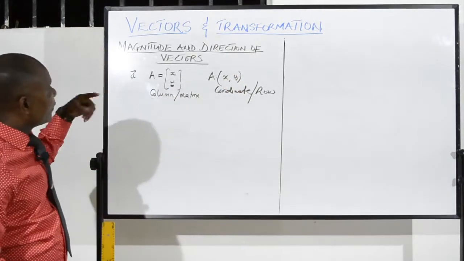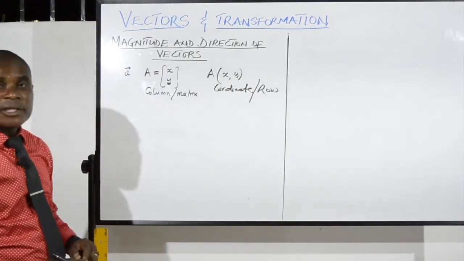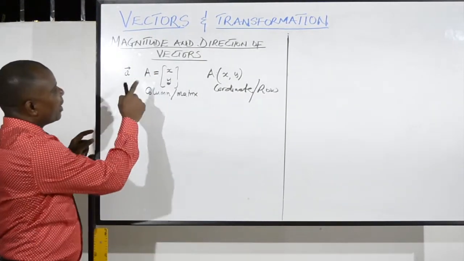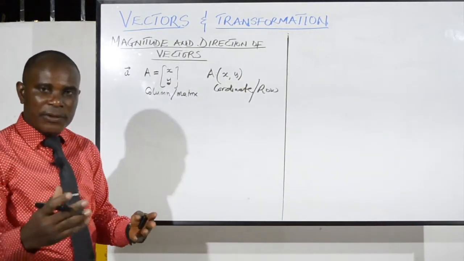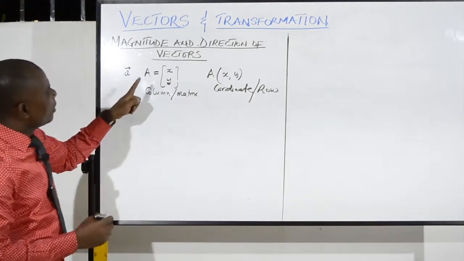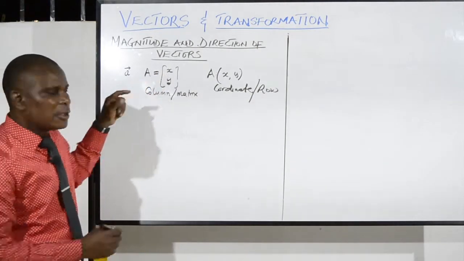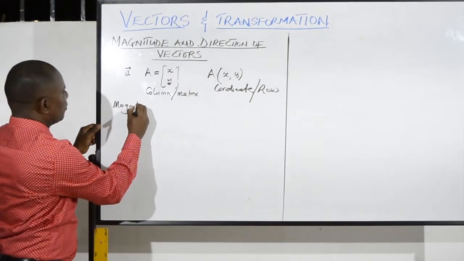So let's say the vector A is described by the coordinates x and y, and we want to know the magnitude of the vector. What is the magnitude? We say it is the size, and also the length. You can refer to it as the size or the length of the vector. So how do we find the size of this vector? That is where the magnitude comes from.